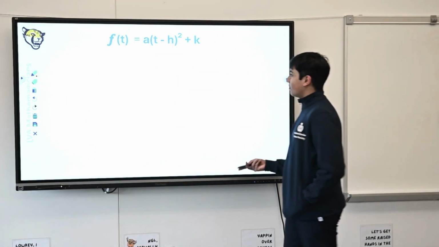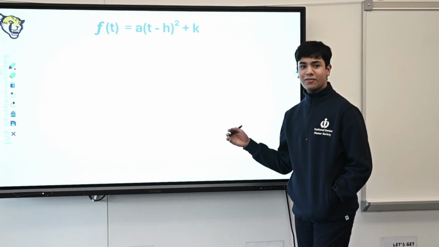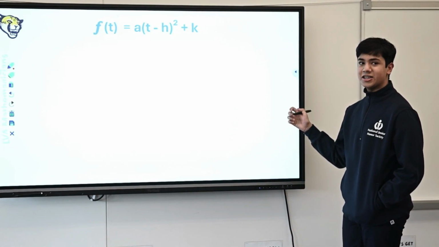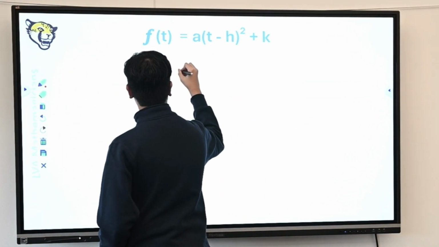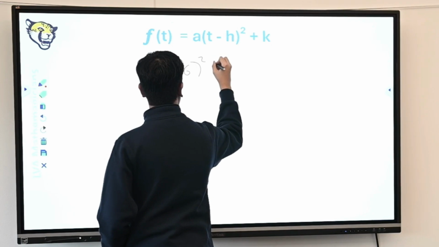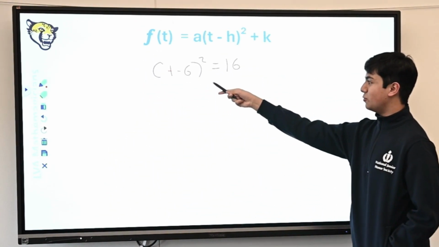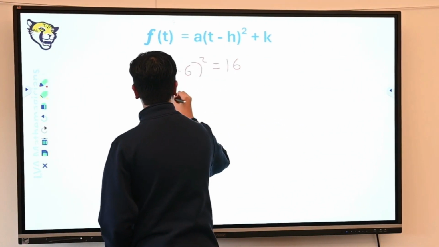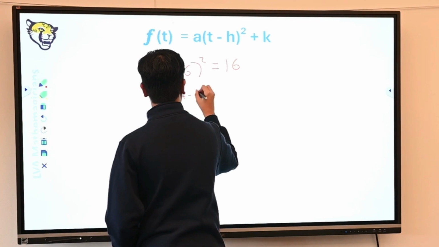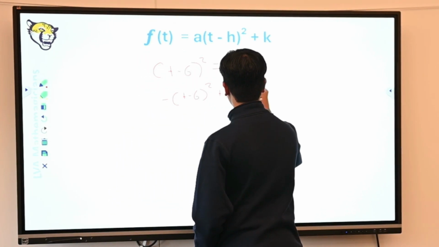How high did it go? Great question. We can convert our equation to vertex form to find the coordinate when the frisbee was at its highest point. So we have the equation t minus 6 squared equals 16. And to convert it to vertex form, we can move the t minus 6 squared to the other side, getting negative t minus 6 squared plus 16 equal to 0.